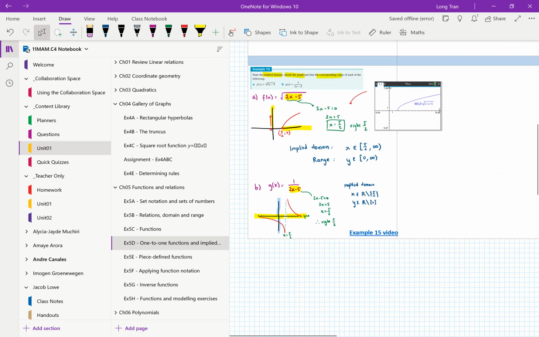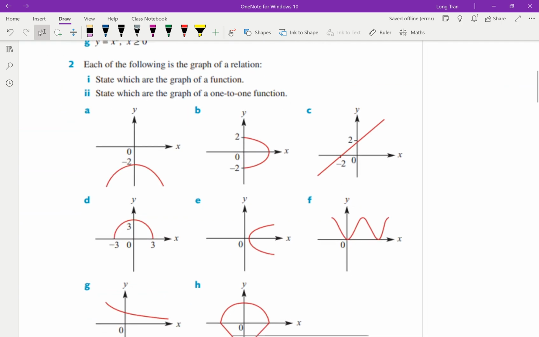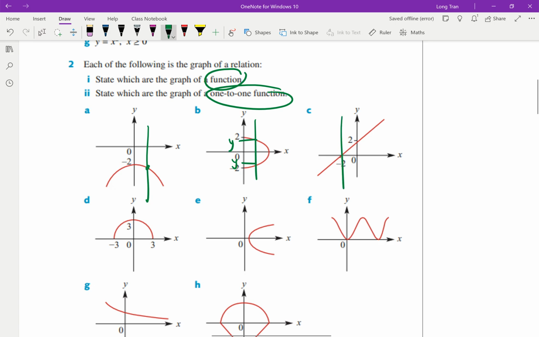In 5D, they just want you to check, are these functions or not? They ask you here, which one of these are one-to-one or which one of these are functions? So is it a function? Is it a one-to-one function? If I want to know if it's a function, draw a vertical line. Crosses once. Function. Not a function, because that ends up having two y values. Is this a function? Yes. Only crosses once. Means there's only one corresponding y value. Next one. Only has one corresponding y value at that point. All of these are functions except this one.